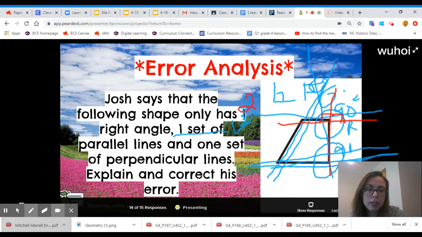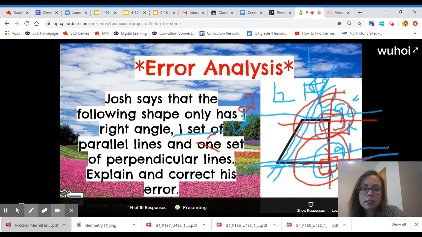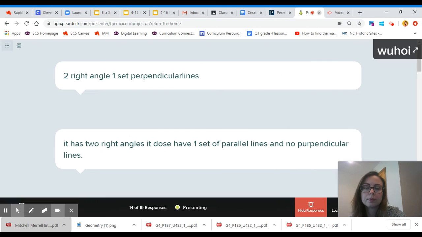Okay, those make a 90-degree angle. We already saw that. We also saw that down here were 90-degree angles. So right there you can already tell it's going to be two sets of perpendicular lines. So he was not correct. This is what your classmates said during our lesson today. Two right angles, one set of perpendicular lines.